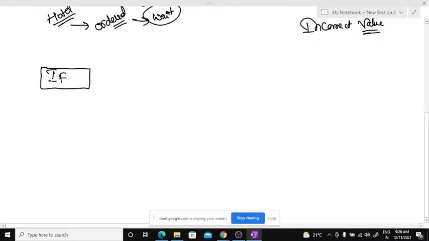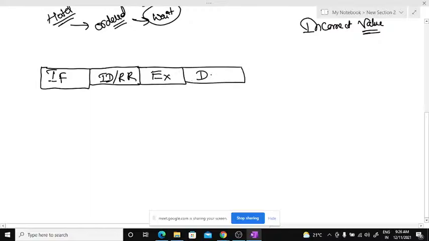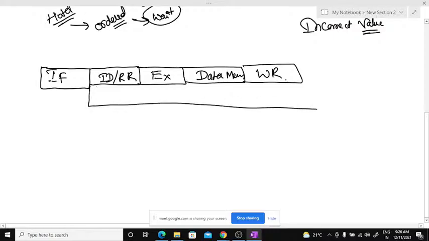So this is the instruction fetch stage, then instruction decode and read operand or read register, then the execution stage, then data memory, then write result. These are the stages.